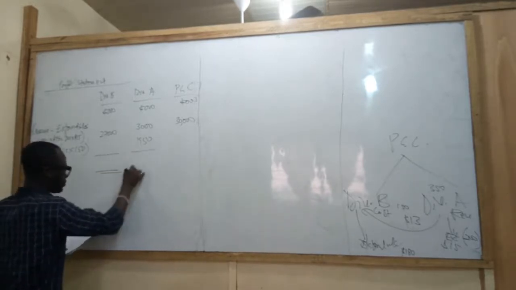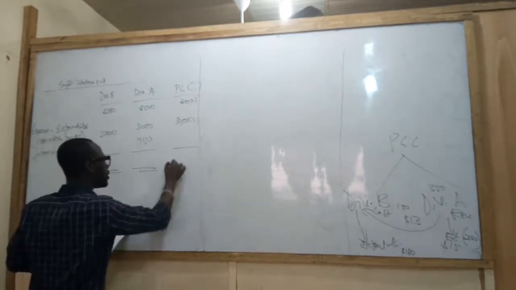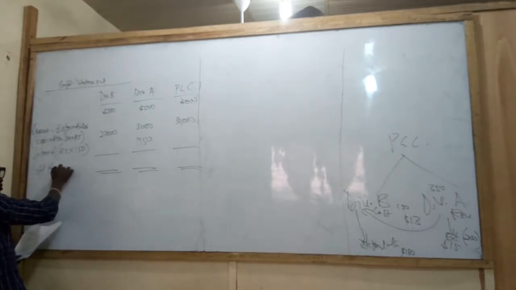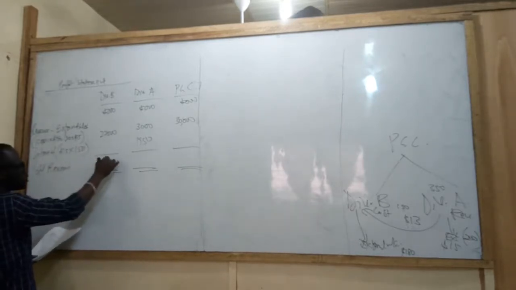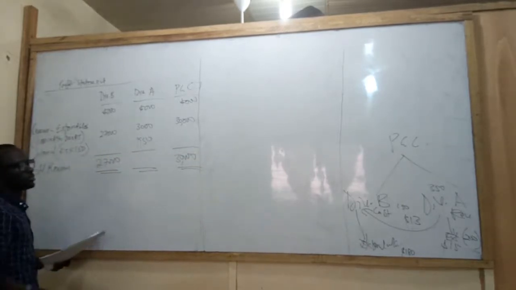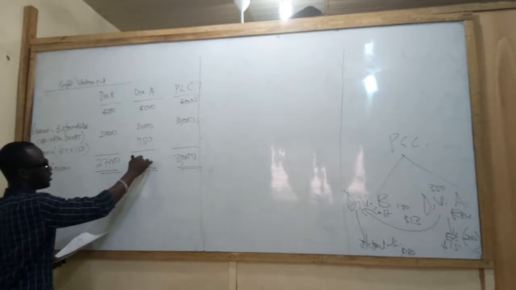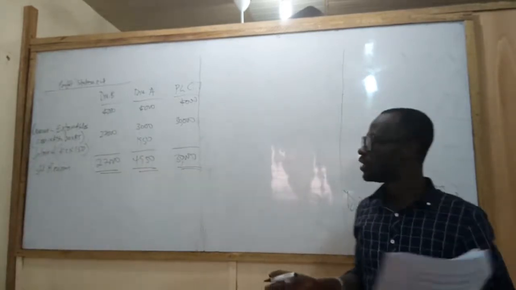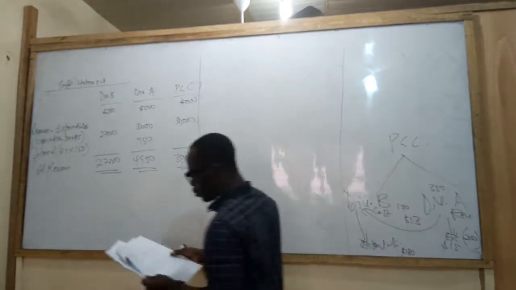So total revenue. What do we have? This place will still be 27. This place will still be 30,000. And this place, 4,000. That's the revenue. Then let's look at the cost element.